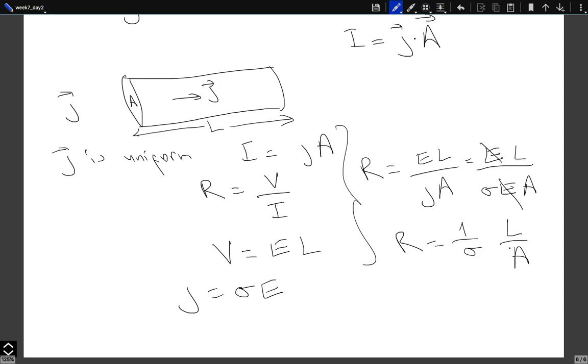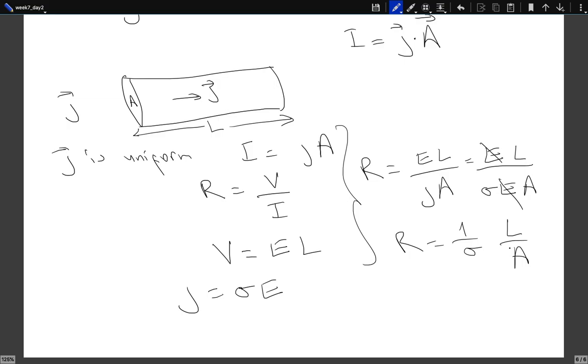But if the current is the same everywhere, and A is changing, the area that the current is passing through is constantly changing, then J will also be changing. In a sense, this will still hold, but J will be the current density at a given distance, and the area will be the area at a given distance. Without that assumption, the first relation will still hold. This is the general definition.